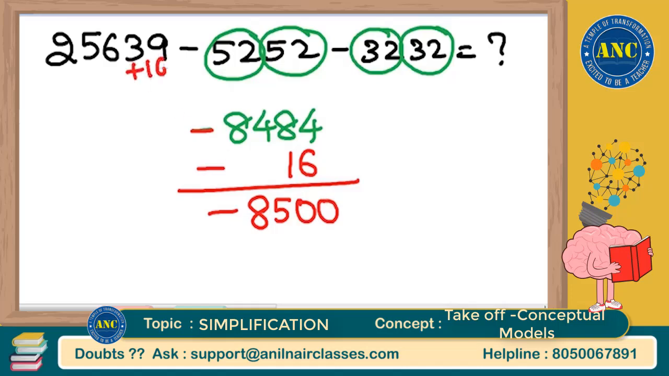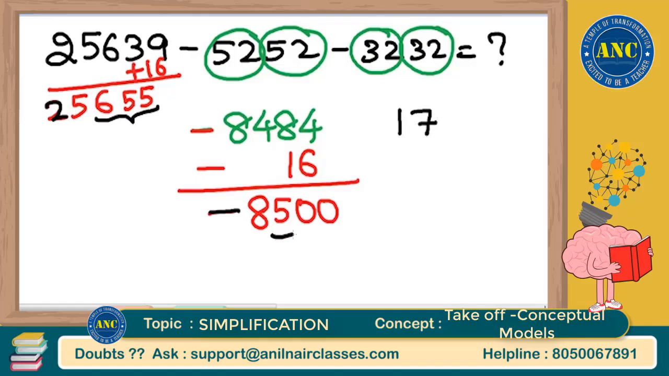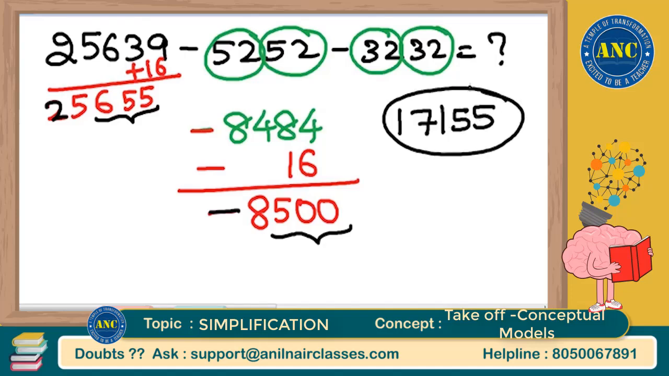Add 16 here, add 16 here, so that this number is 25,655. My final answer is from 25,000 I subtracted 8,000, it is 17,000. From 655 I subtracted 500, it is 155. Very easily you will get it right, sir. Very, very fast, very, very easily you can arrive at all these answers once you understand the concept of giving it to other people or shifting to other people.